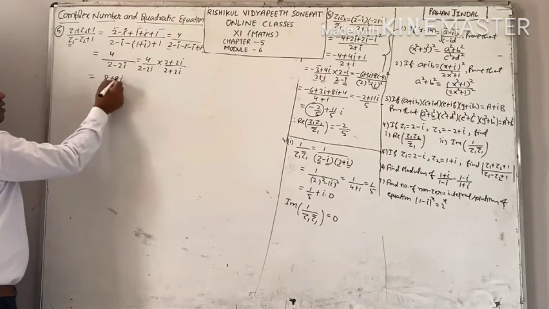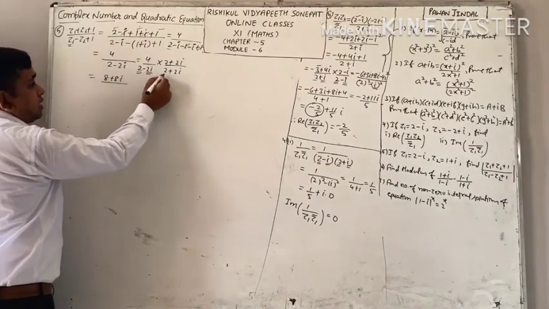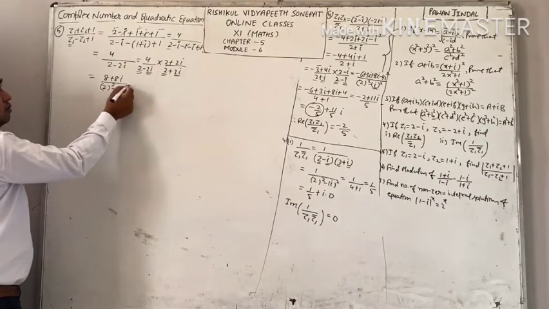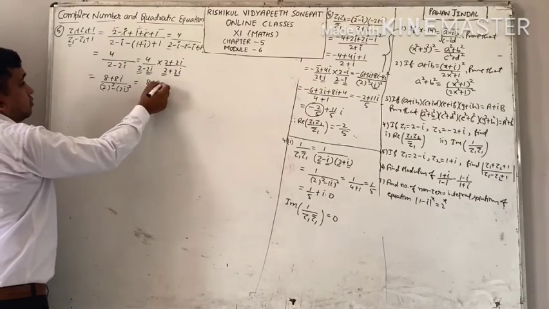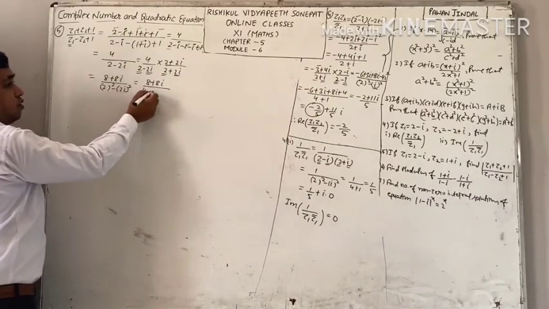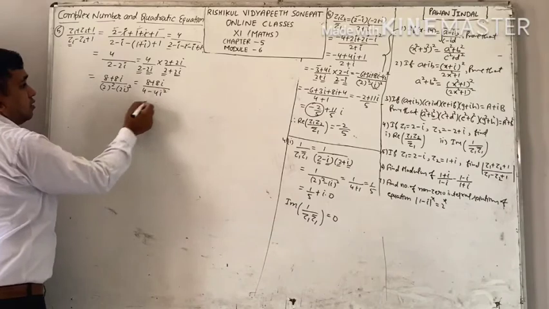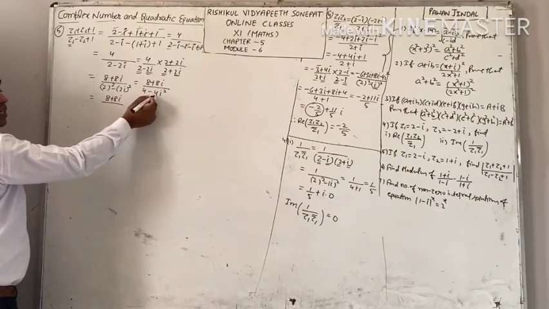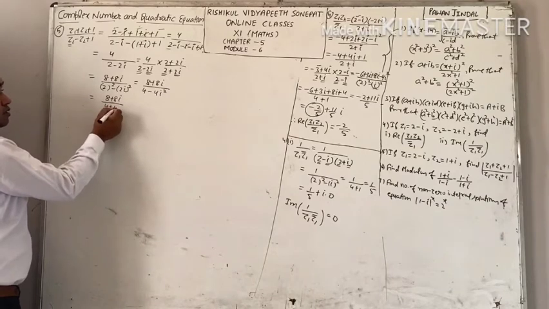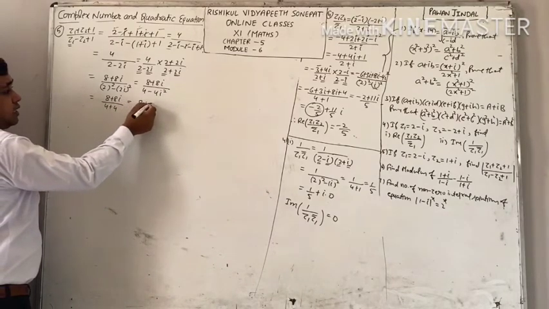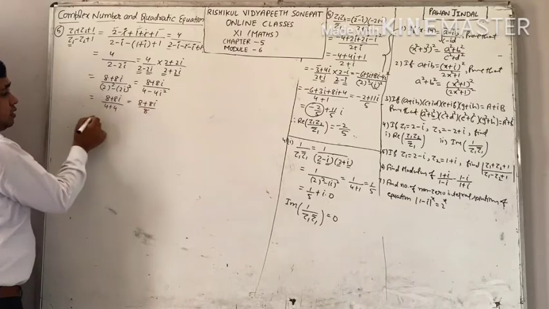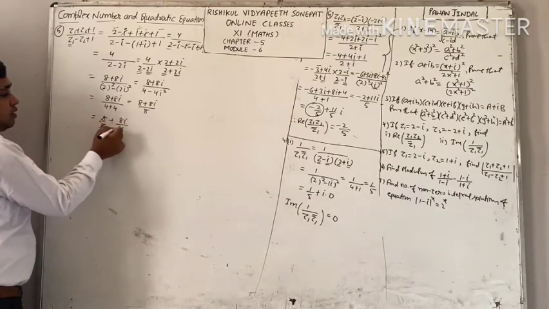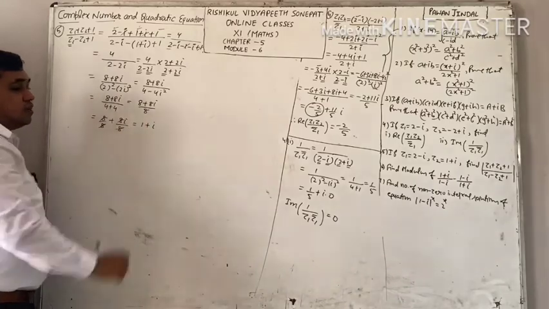8 plus 8 iota. In the denominator, apply the formula (A minus B)(A plus B) equals A square minus B square. This is your 8 plus 8 iota divided by 4 minus 4 iota square. Put in the value of iota square. Iota square is minus 1, minus minus plus. 8 plus 8 iota upon 8. Separate. You will get 8 by 8 plus 8 iota upon 8. You will get 1 plus iota.